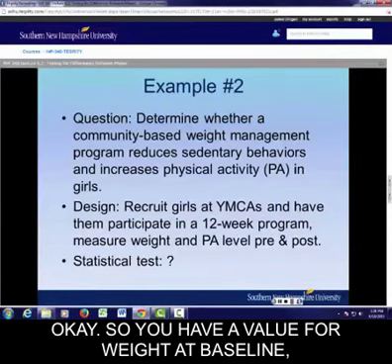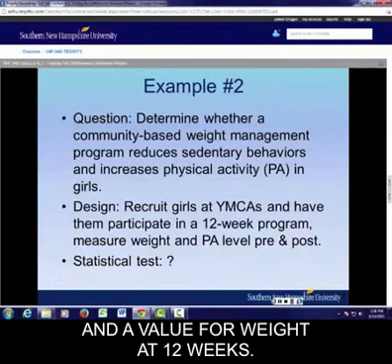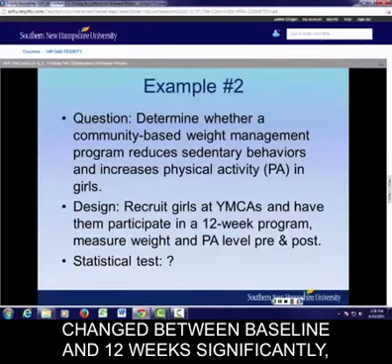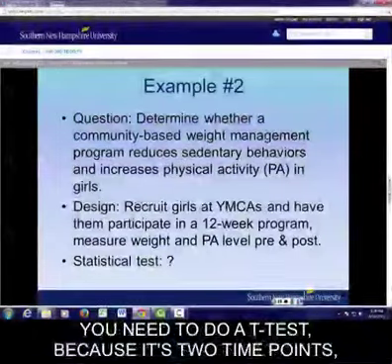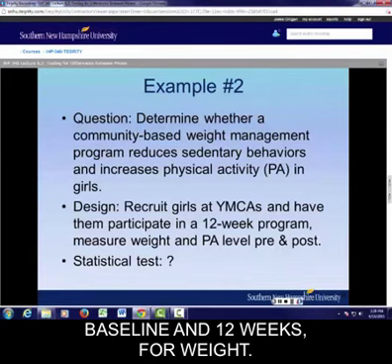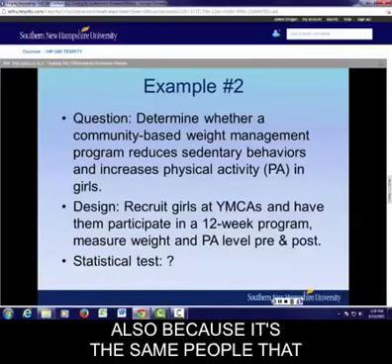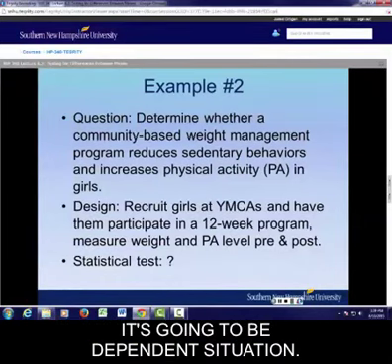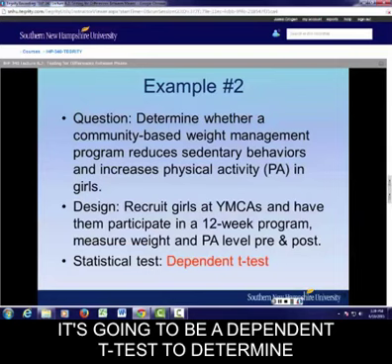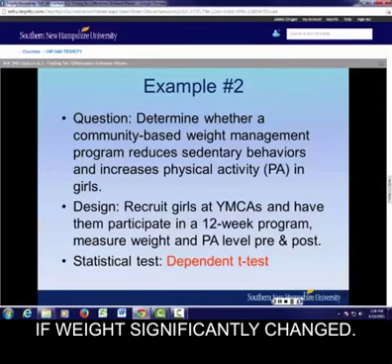If we want to compare whether they improved in these variables from baseline to 12 weeks, what statistical test would it be? Okay, so you have a value for weight at baseline and a value for weight at 12 weeks. If you want to see if weight changed between baseline and 12 weeks significantly, you need to do a t-test because it's 2 time points. Also, because it's the same people at baseline as are at 12 weeks, it's going to be a dependent situation. So comparing weight at baseline to 12 weeks, it's going to be a dependent t-test to determine if weight significantly changed.